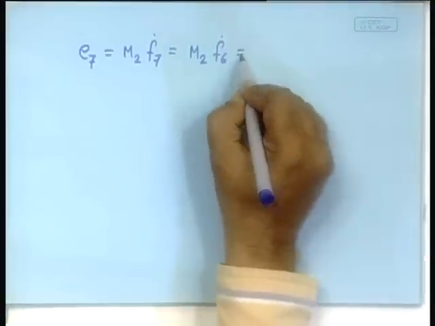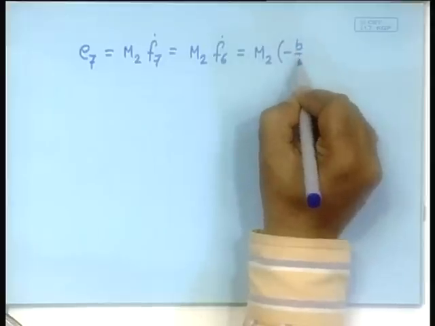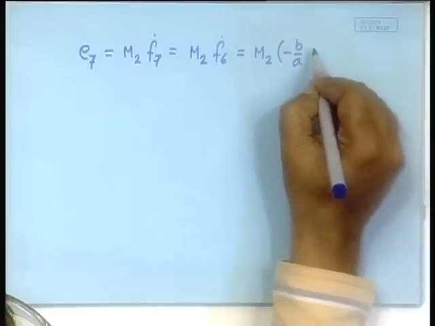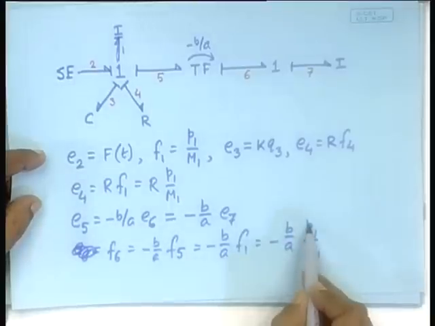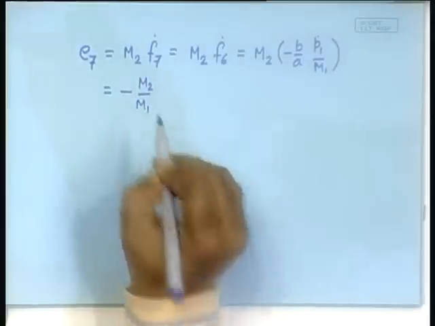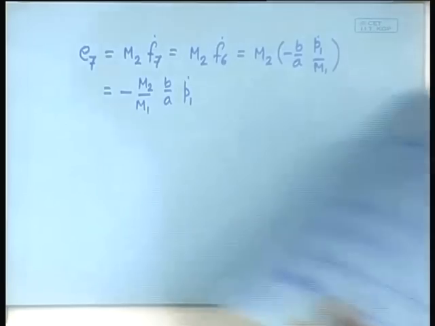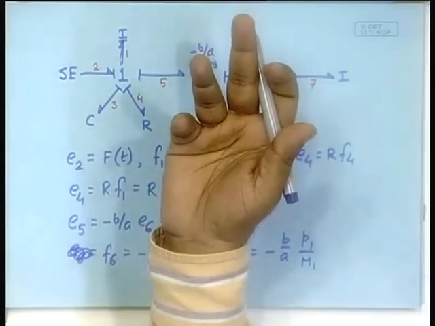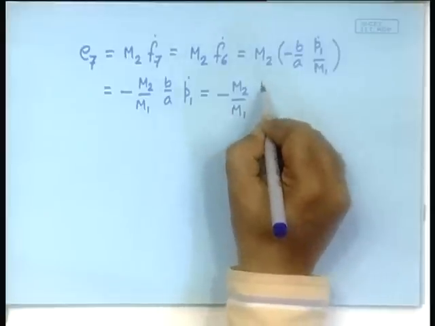Okay. Now, F6 dot, F6 we have already learnt what it is. So, here, it is M2 into minus B by A P1 dot by M1, right, because of this dot. Fine. We have just substituted F6 is this. So, F6 dot would be, this is constant, so P1 dot here. So, let us make it tidy: minus M2 by M1 B by A P1 dot. Okay. Now, what is P1 dot? P1 dot is nothing but E1, right. So, that is how we get rid of the dot, it is equal to minus M2 by M1 B by A E1.